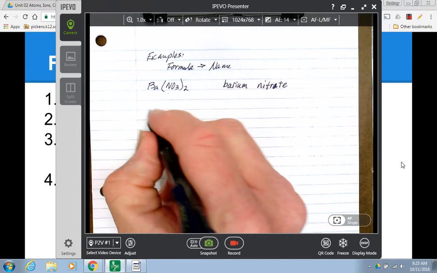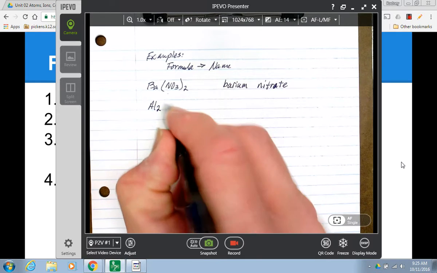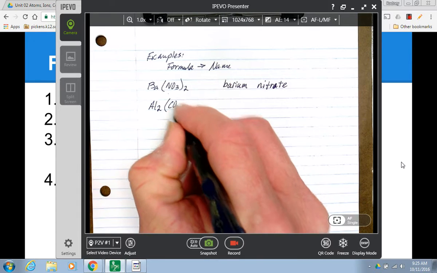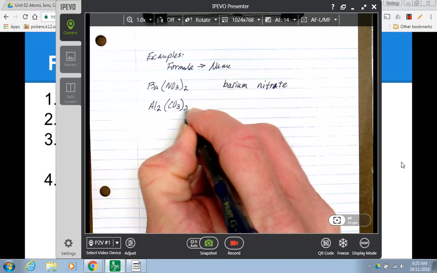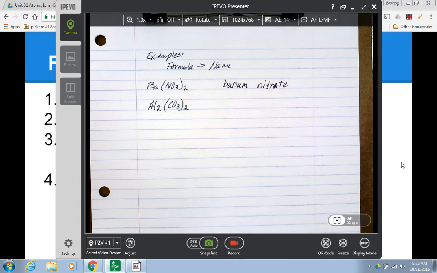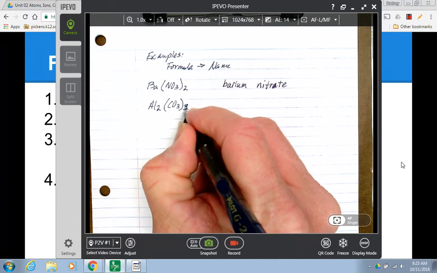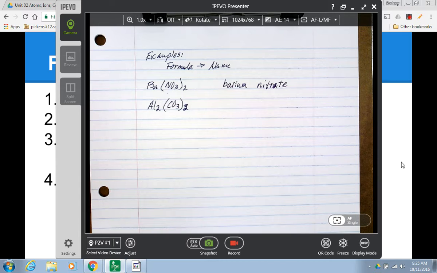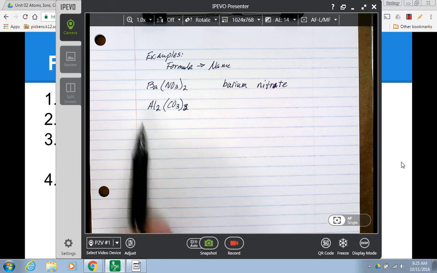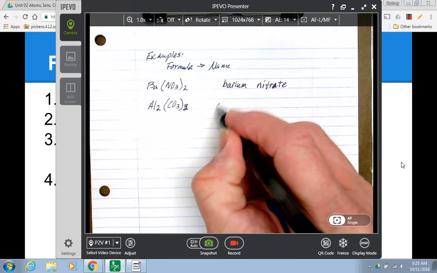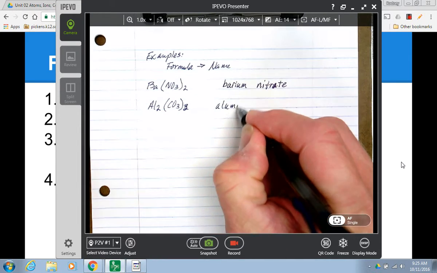All right, so that's pretty straightforward. So let's take a look at this one. Al2 and then CO3 inside the parentheses, with a 3 on the outside of the parentheses. All right, so Al is aluminum. So we're simply going to write down aluminum.